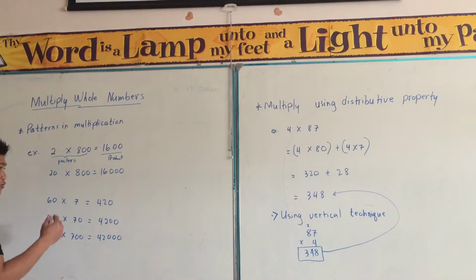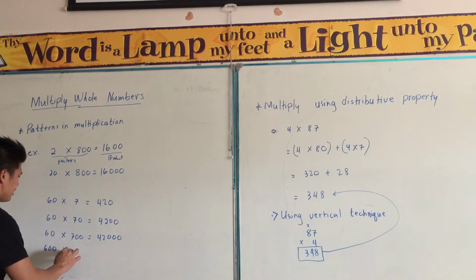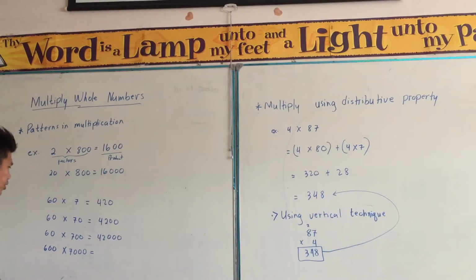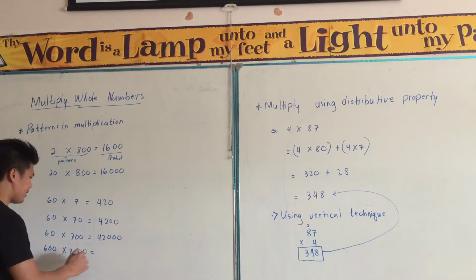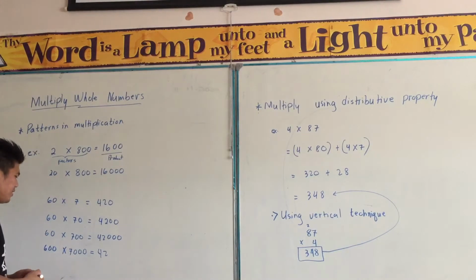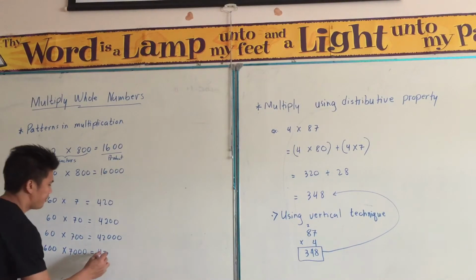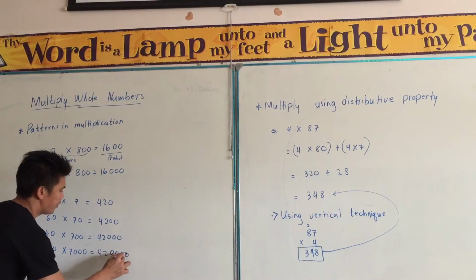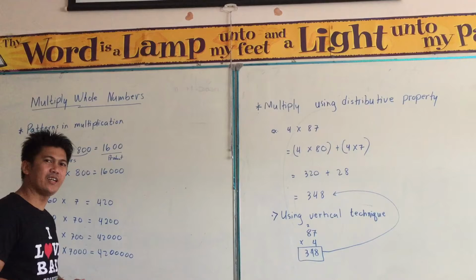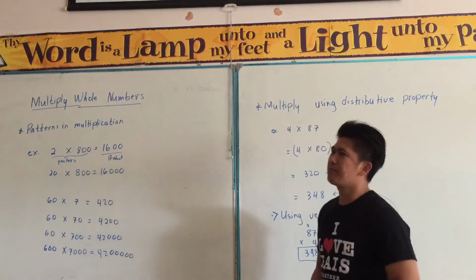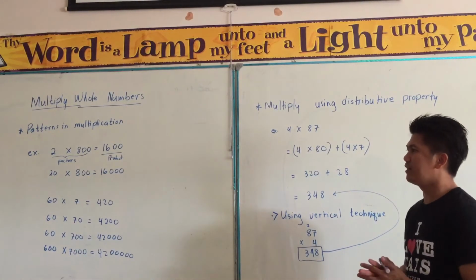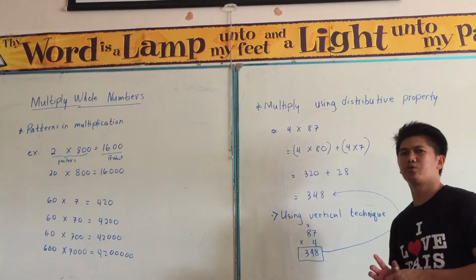If there are 4 zeros or 5 zeros, let's say 600 times 7,000. 5 zeros. So let's just put them beside the number. 6 times 7 is 42. How many zeros? 1, 2, 3, 4, 5. So 5 zeros. You're done. Easy. So that is how you can multiply easily if the factors are ending with zeros.